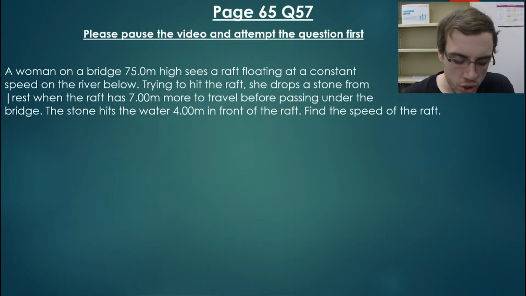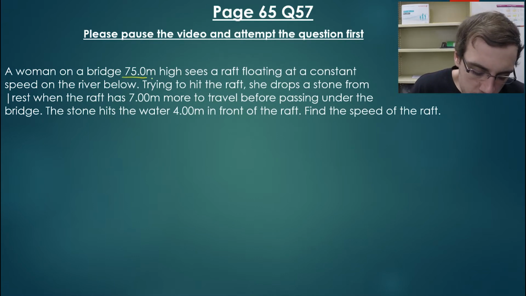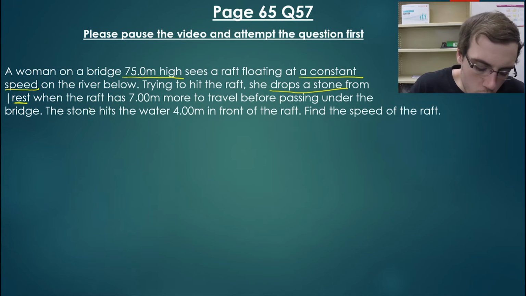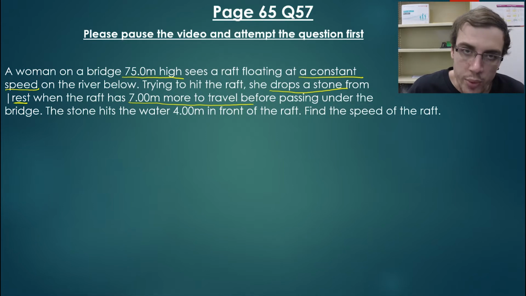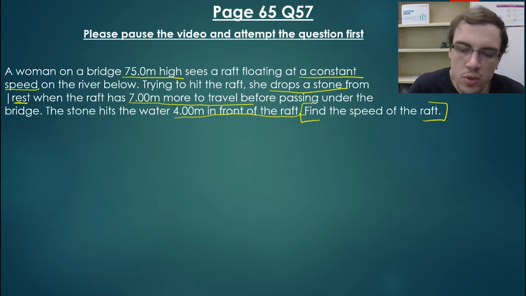Okay, so let us now push on to question 57. A woman on a bridge 75 meters high sees a raft floating at a constant speed on the river below. Trying to hit the raft, she drops a stone from rest when the raft has 7 meters more to travel before passing under the bridge. The stone hits the water 4 meters in front of the raft. So we've got a sort of before and after. We want to find the speed of the raft.